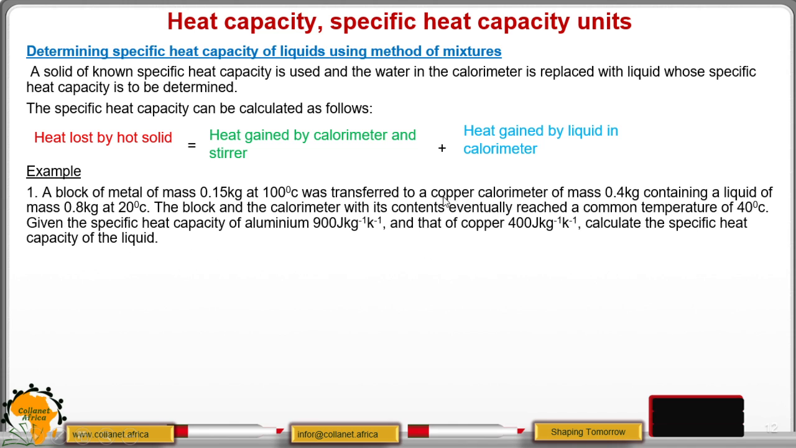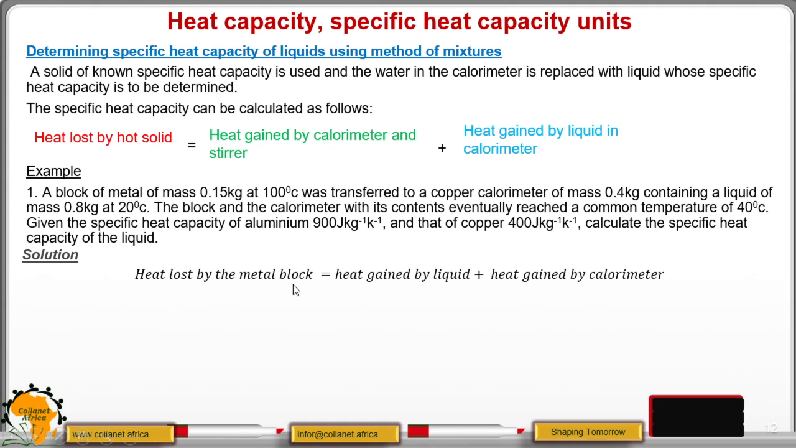Remember here, we are using the copper calorimeter and our metal block is aluminium. So we proceed as follows. Heat lost by the metal block is equal to heat gained by the liquid plus heat gained by the calorimeter. We have the mass of the block, specific heat capacity of the block, and the change in temperature of the block. Then we have the mass of the liquid, specific heat capacity of the liquid, then change in temperature. Then we have mass of calorimeter, specific heat capacity of calorimeter multiplied by the change in temperature.